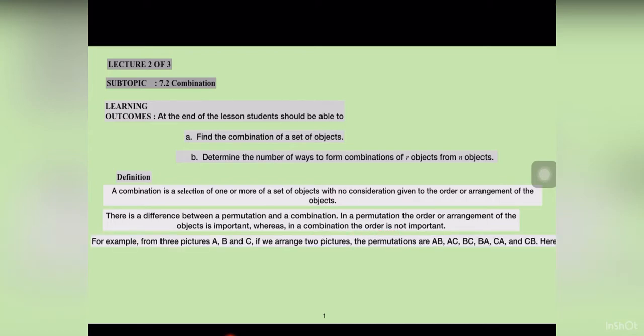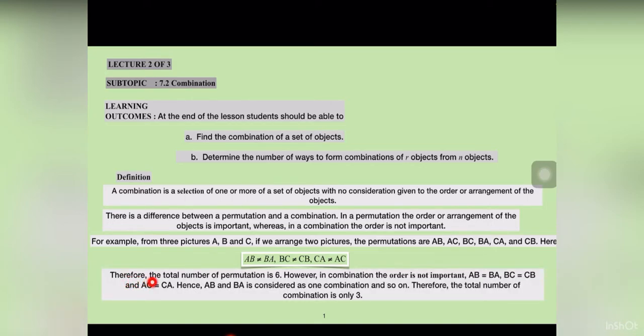For example, from the three pictures A, B, C, if we arrange two pictures, the permutations are AB, AC, BC, BA, CA, and CB. Here, AB is not equal to BA. BC also does not equal CB. CA also does not equal AC. Therefore, the total number of permutations is 6.